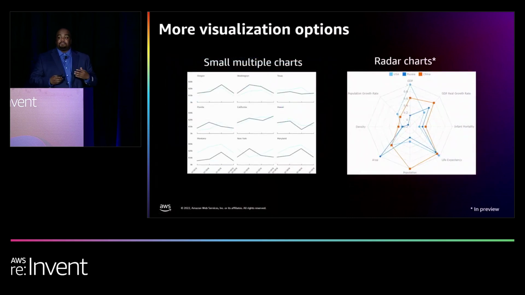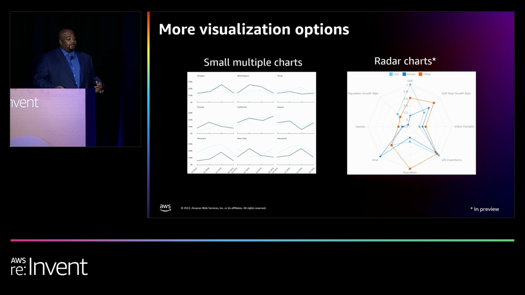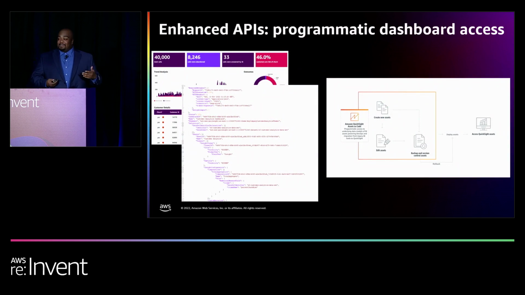More visualization options. We're going to continue to double down on this. We saw the small multiple charts and radar charts. If you have other visualization requests, let us know. As you can see, our pace of innovation is pretty incredible. From my perspective, over the last 5 years, we announced 1 billion rows in Spice. When I first started, it was like 100 million rows. So 5 years from now, who knows what the exponential growth of that will be. 30% faster, and then the enhanced APIs, which are going to be game-changing.